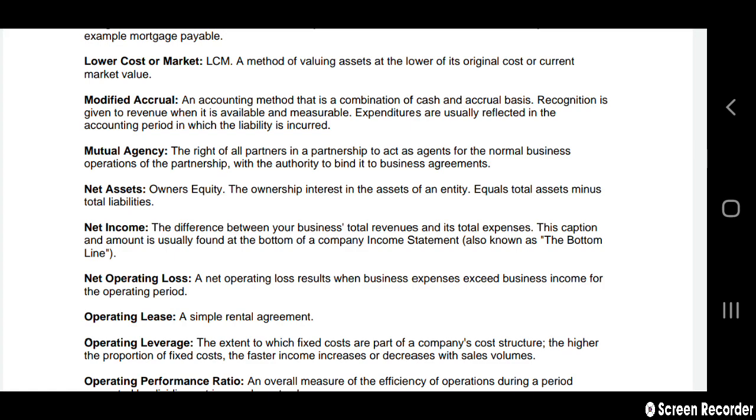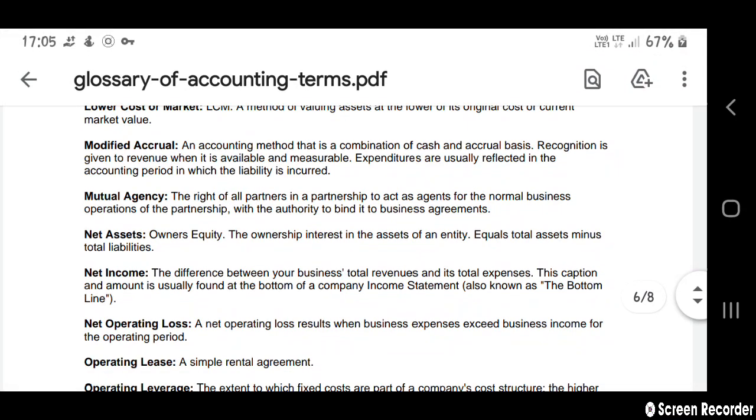Next is the modified accrual, an accounting method that is a combination of cash and accrual basis. Recognition is given to revenue when it is available and measurable. Expenditures are usually reflected in the accounting period in which the liability is incurred.